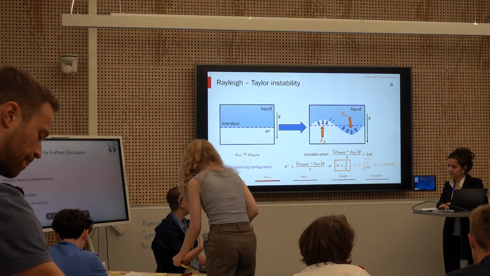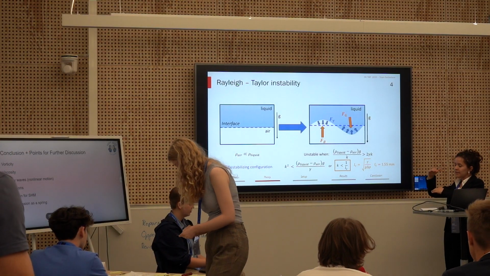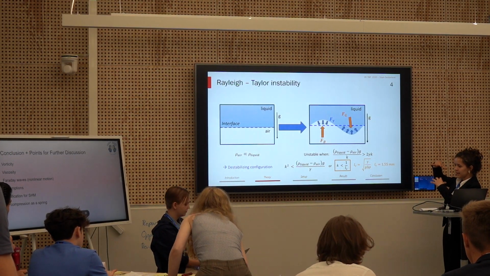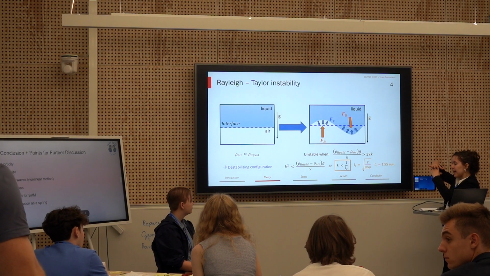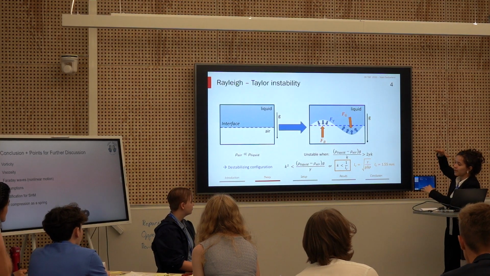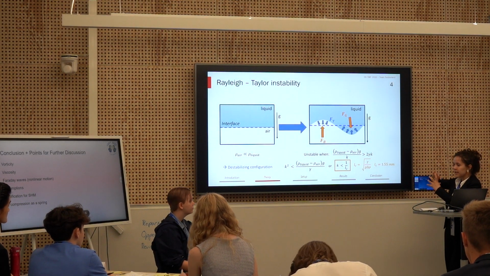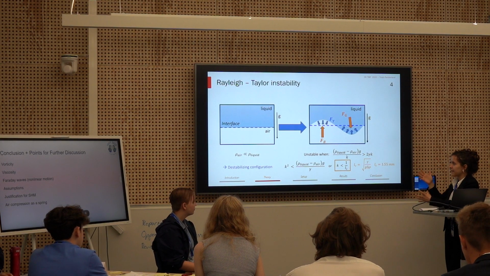You mentioned that you're treating the compressive air layer as a compressed spring. Is that in terms of the energy, or what exactly is the explanation? Basically how it behaves. When you accelerate the system, it will be compressed between the two liquid layers, and then when you accelerate downwards, it will relax. Since air is compressible, not like water or silicon oil.